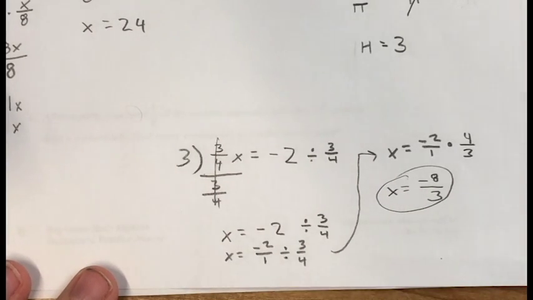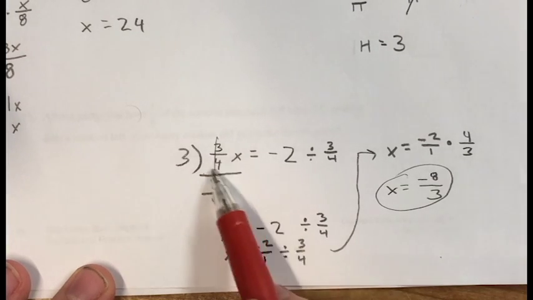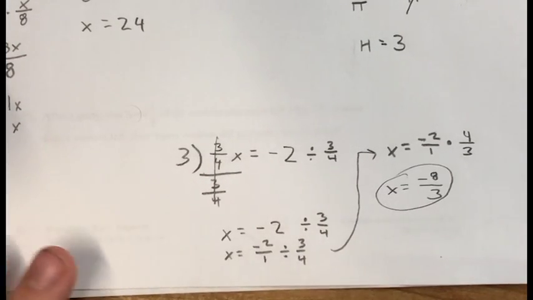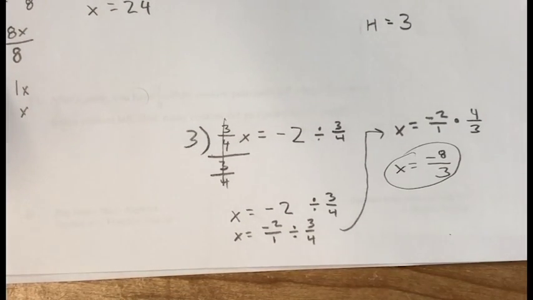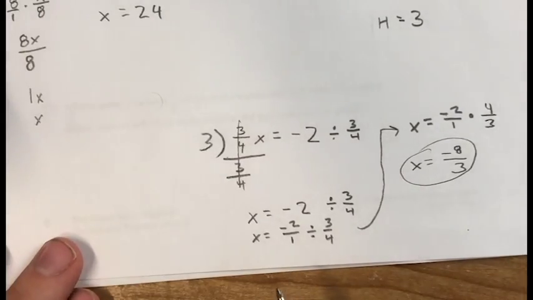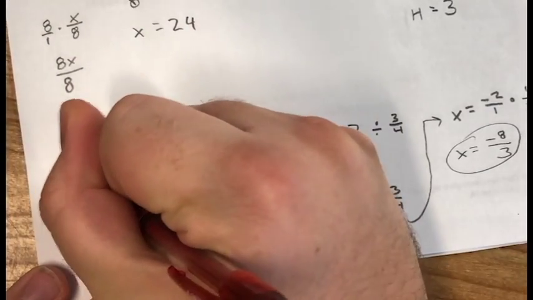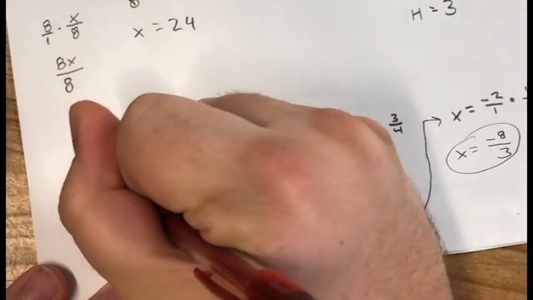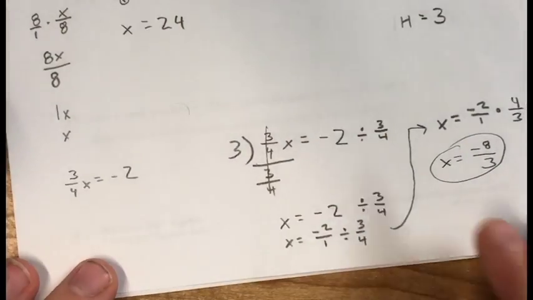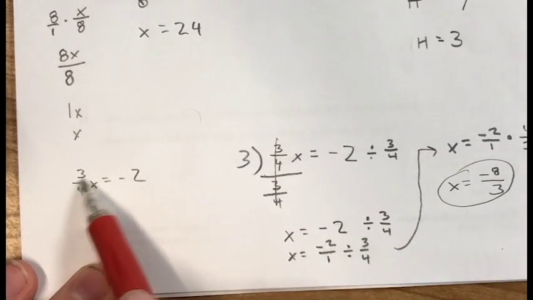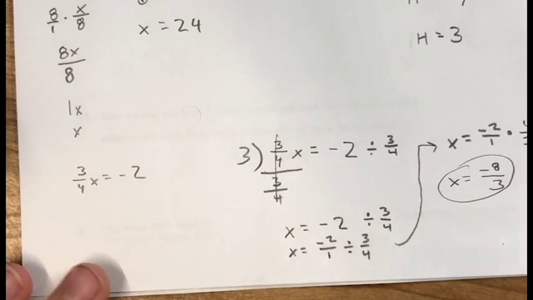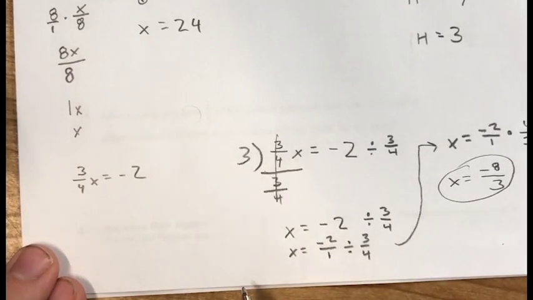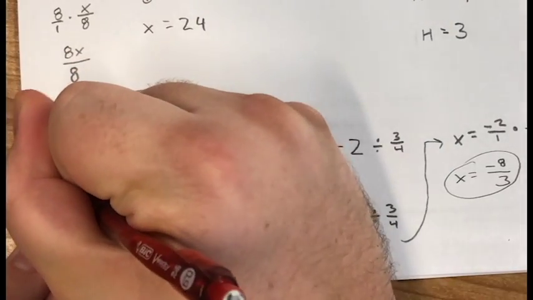Now, what I did is I just followed the same rule. To get rid of the multiplication of the fraction, I divided by the fraction. However, there is an easier way of doing this, and this rule only works with fractions. I'm going to write the same problem over again. 3/4 x is equal to -2. Now, in order to get rid of this 3/4 x, I could do just like I did a while ago and divide on both sides, or I can go ahead and multiply by the reciprocal.